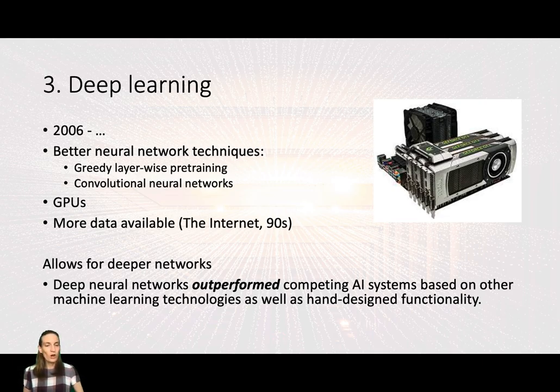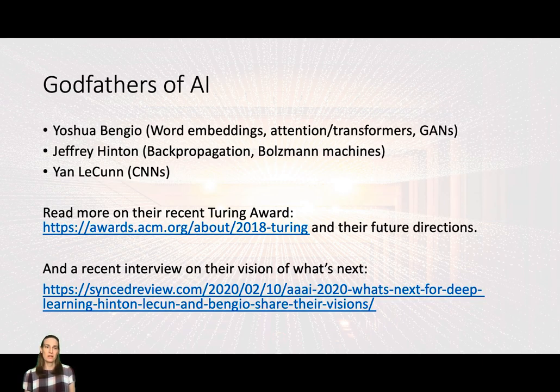We're multiplying vectors all the time. And more data became available because data had been collected through the internet, which came in the late 90s. All of these things allow for deeper networks, meaning neural networks with more layers. So with these deeper neural networks, they can outperform competing AI systems based on other technologies, such as the classic AI things you saw with Prof. Bonner.